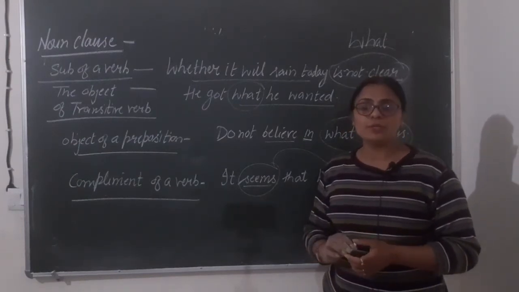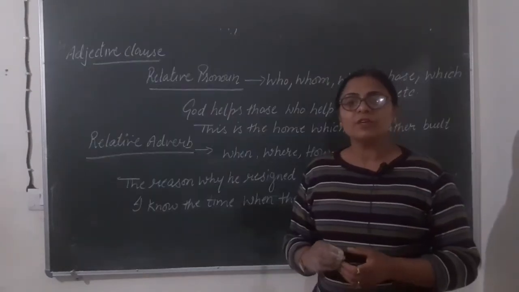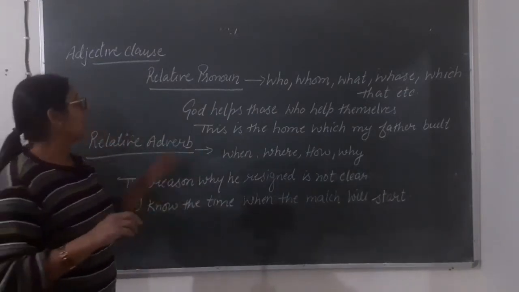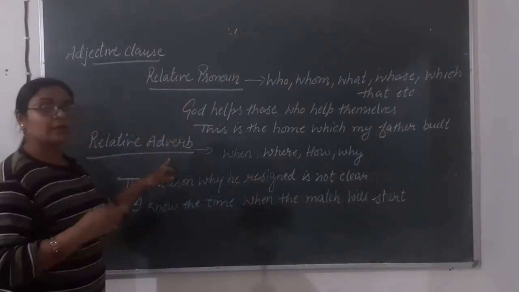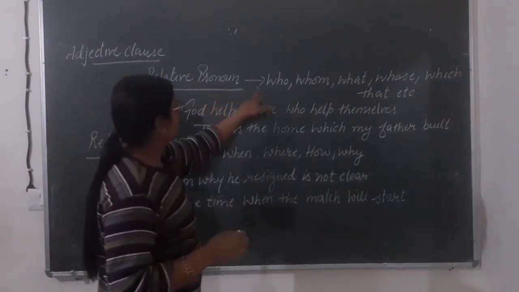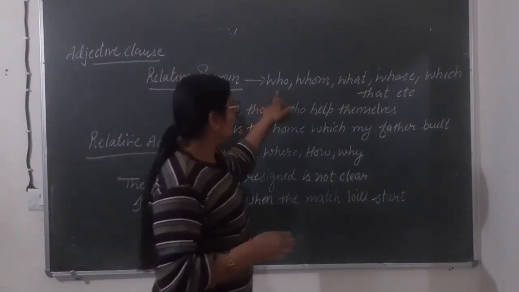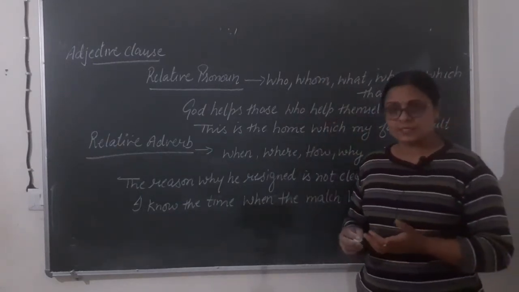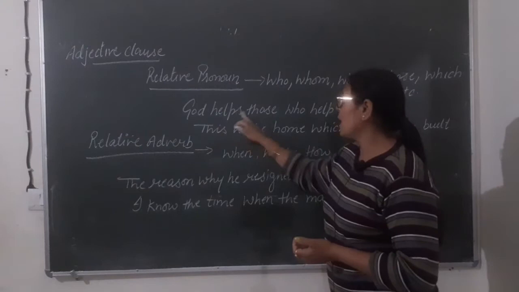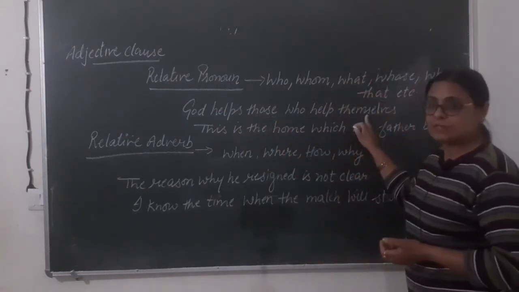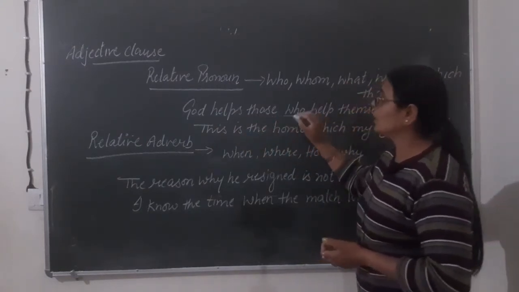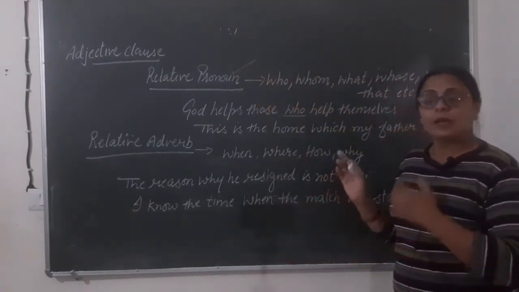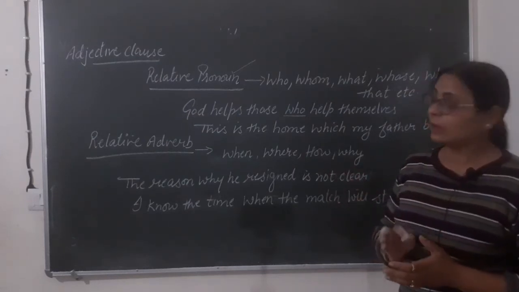Now we will learn about adjective clauses. Let's see what is the use of adjective clause now. Adjective clause is introduced by relative pronoun and relative adverb. How? See here, relative pronouns are who, whom, what, whose, which, that, etc. For example, God helps those who help themselves. Here, who is the pronoun here? Which pronoun? Relative pronoun. Fine. And this is basically identified as adjective clause.